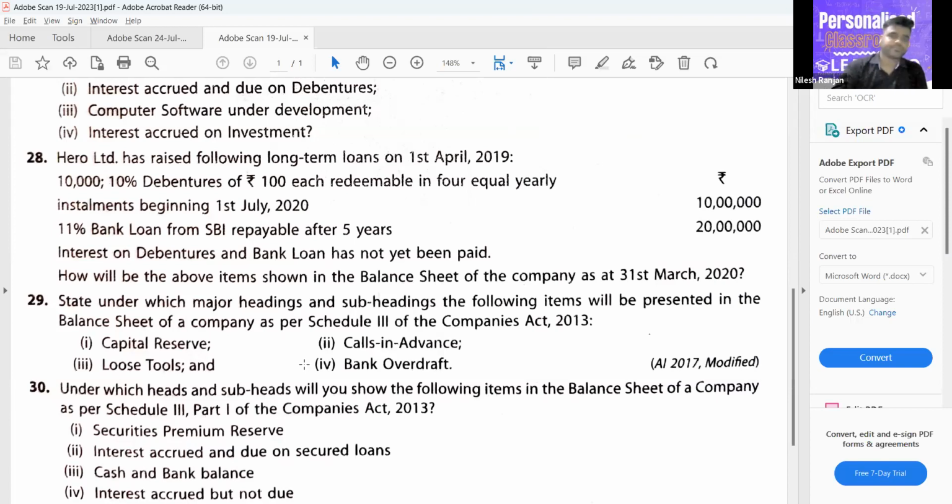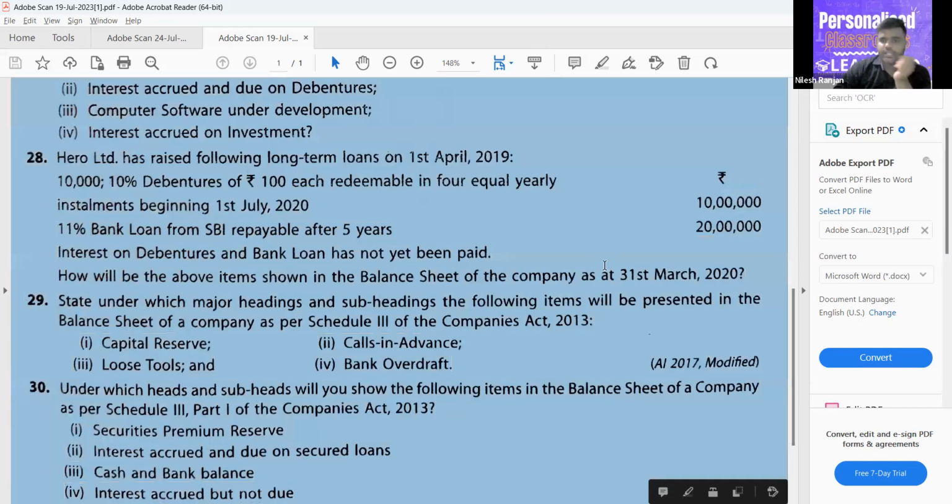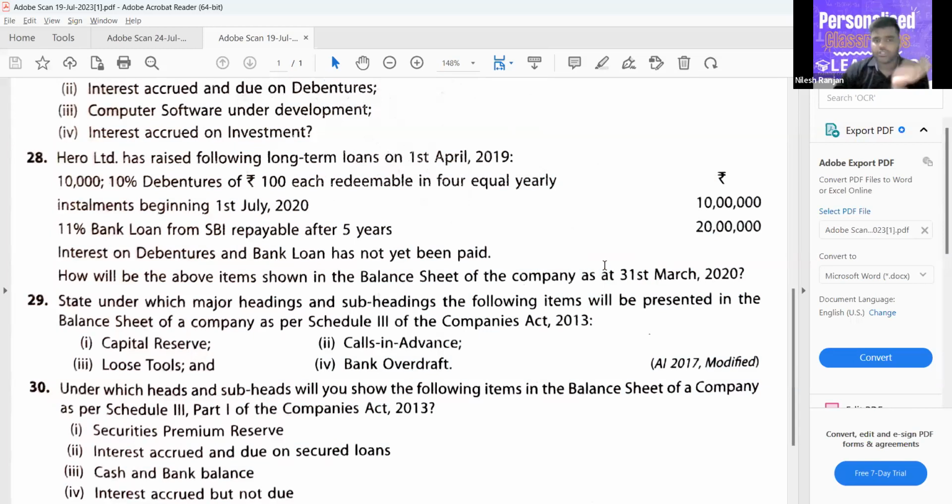Okay. Now there is one answer correct. Like 11% bank loan from SBI repayable after 5 years. This is correct. 20 lakh. It will be shown under non-current liabilities, long-term borrowing. But the second one is incorrect. Now, can you tell me why it is incorrect? Or should I tell you?